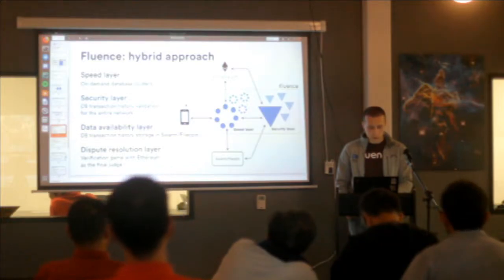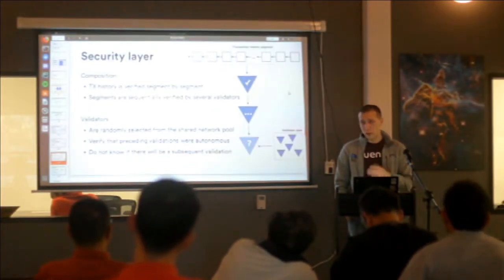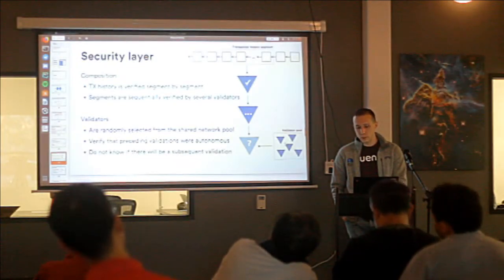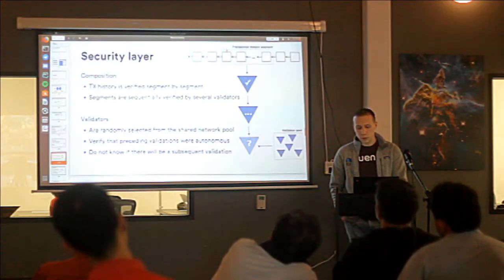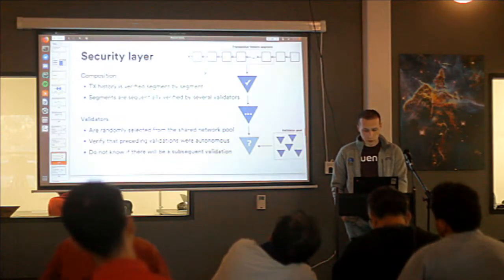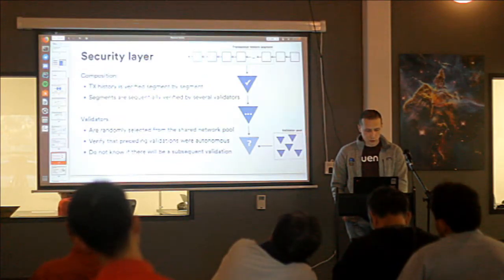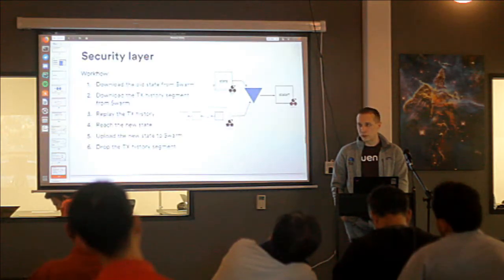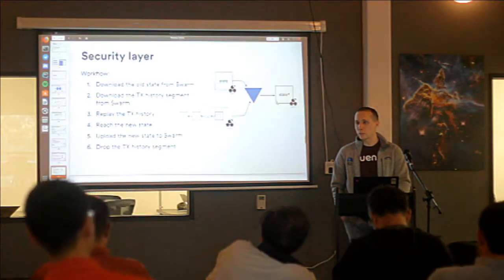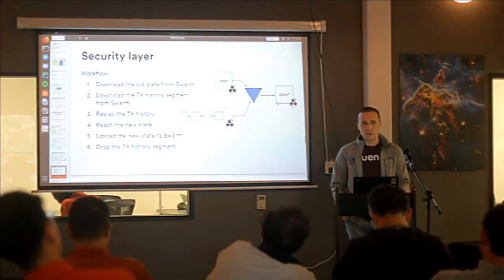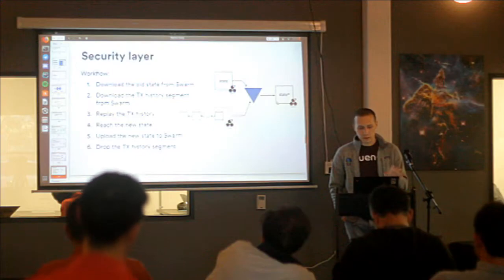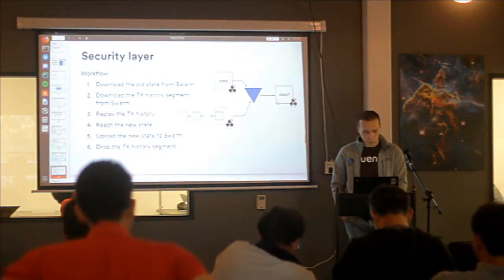So the way it works, each validator, or a fisherman, is chosen completely randomly from this validators pool. And then it replaces this transaction history segment and computes the new state. It takes the preceding state from Swarm, applies the transaction history, generates the new state, and uploads this state to Swarm. So the real-time cluster does not upload any states to Swarm, the snapshot of the virtual machine state. This is done completely in batch mode.